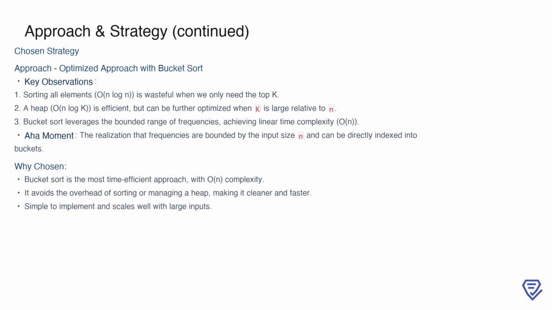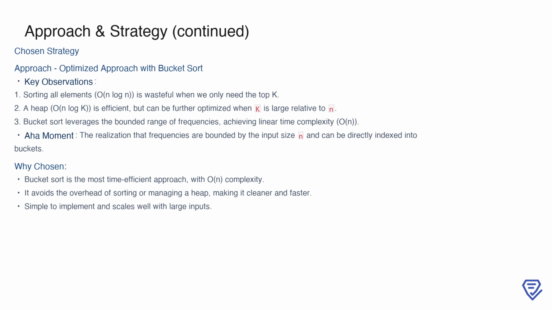After analyzing the different approaches, we have chosen the optimized bucket sort strategy. There are several key reasons for this decision. First, sorting all elements with the brute force approach is wasteful since we only need the top k, and its O(n log n) complexity is unnecessary. While the heap approach is more efficient, with O(n log k) complexity, it still involves some overhead, particularly when k is large relative to n.